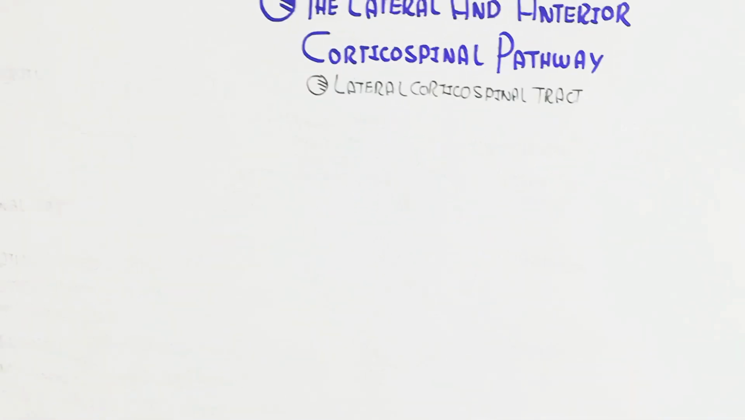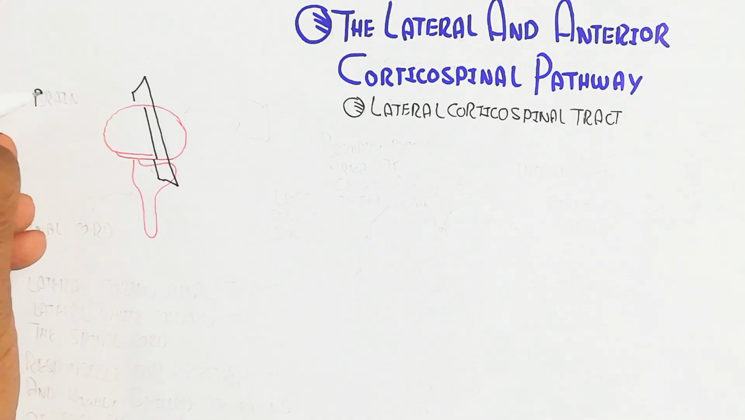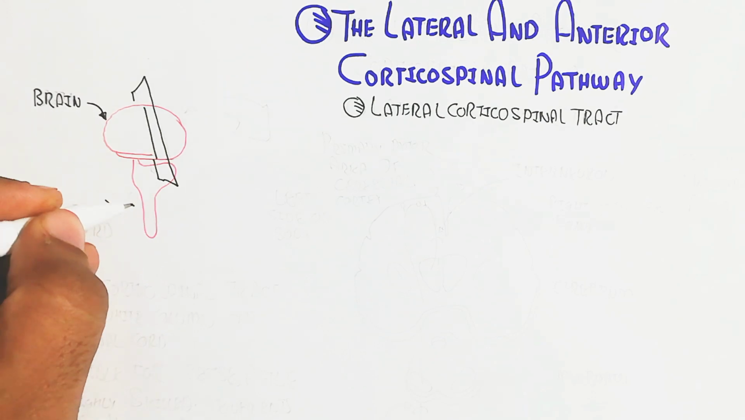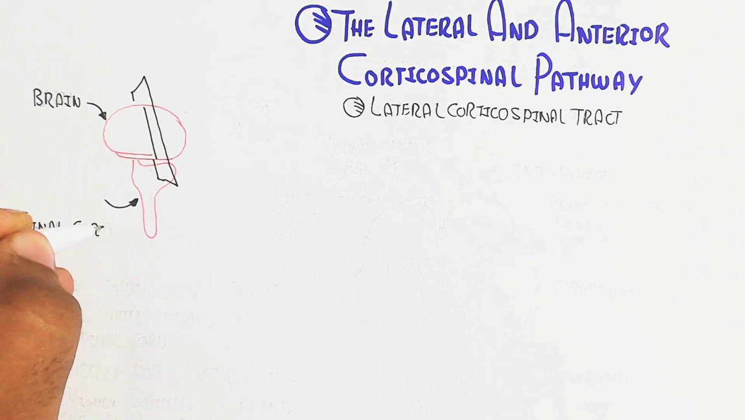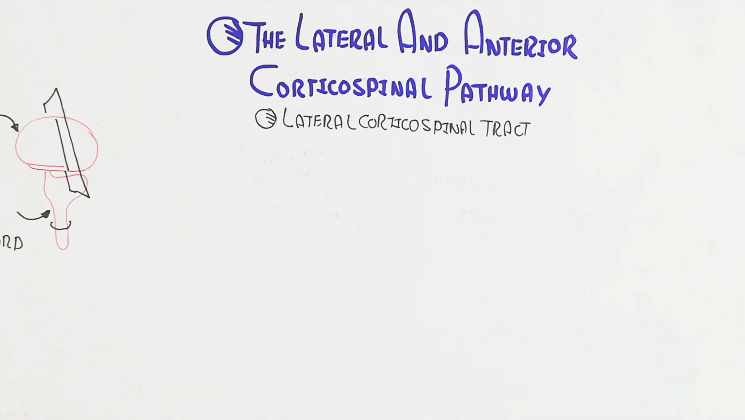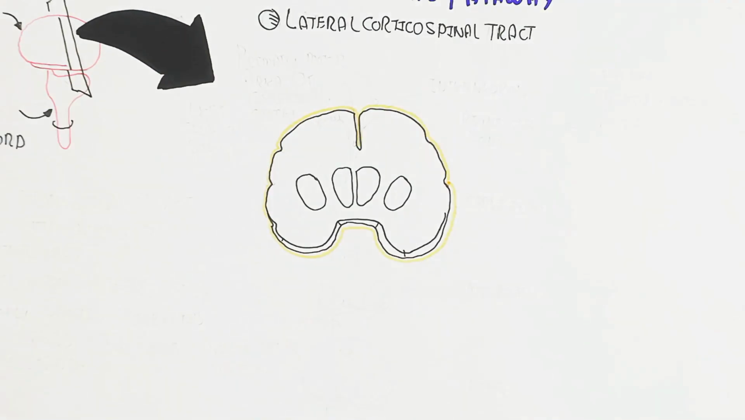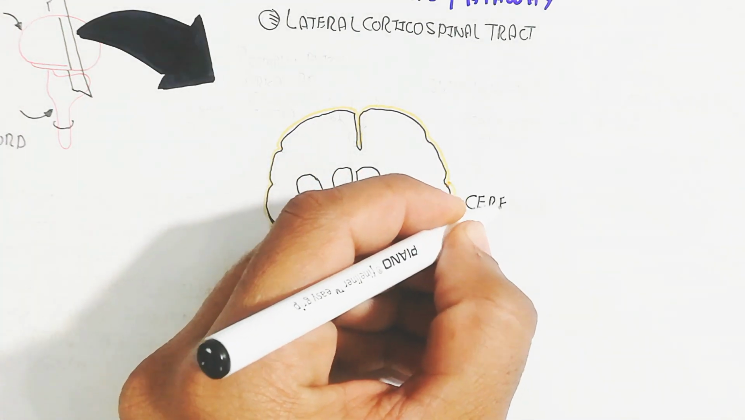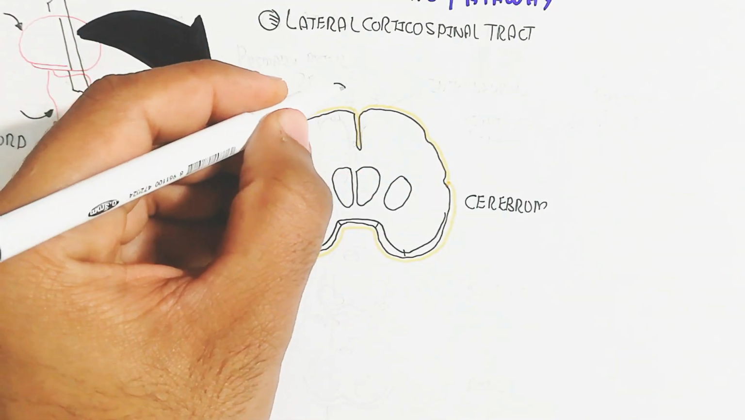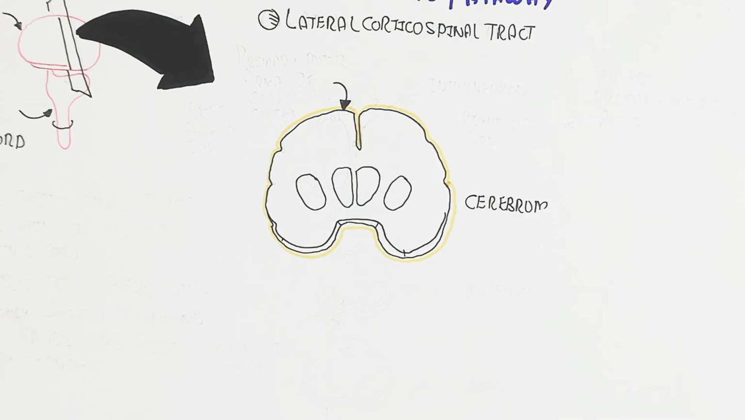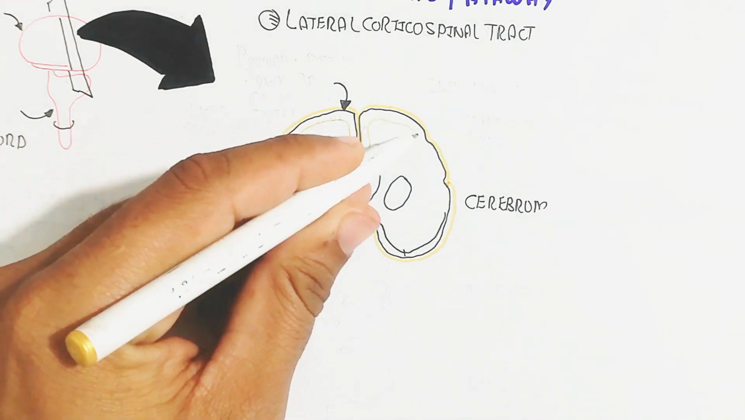First, we will understand the lateral corticospinal tract. This is the cross section of the brain and spinal cord. The brain contains the hypothalamus and the thalamus. Remember, the thalamus is important.